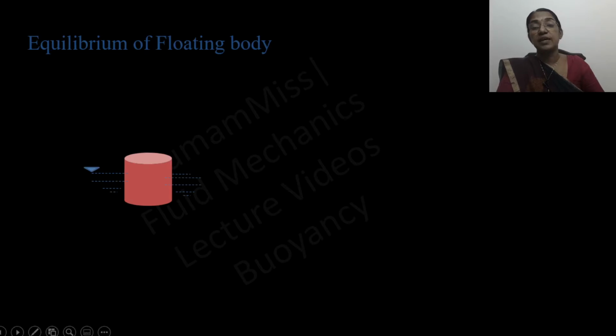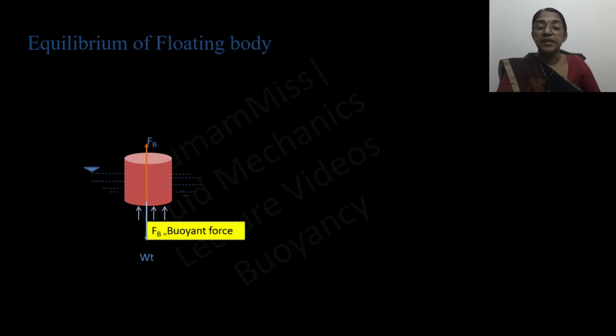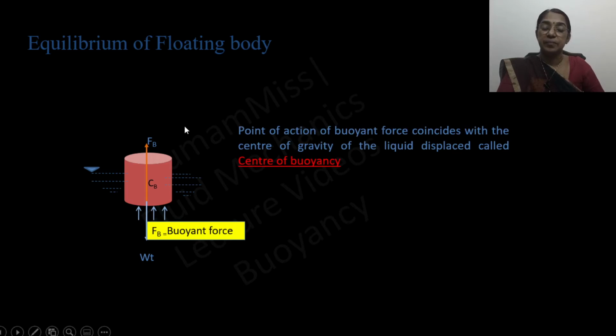Now let us discuss the equilibrium of the floating body. For a floating body, the weight of the body is acting downward, whereas the buoyant force is acting in the upward direction. And if the floating body is in equilibrium, these two forces are in line. The point through which the buoyant force acts is called the center of buoyancy. For any floating body, the weight of the body is equal to the weight of the displaced liquid, or it is equal to the weight of the liquid corresponding to the volume of the submerged portion of the floating body.